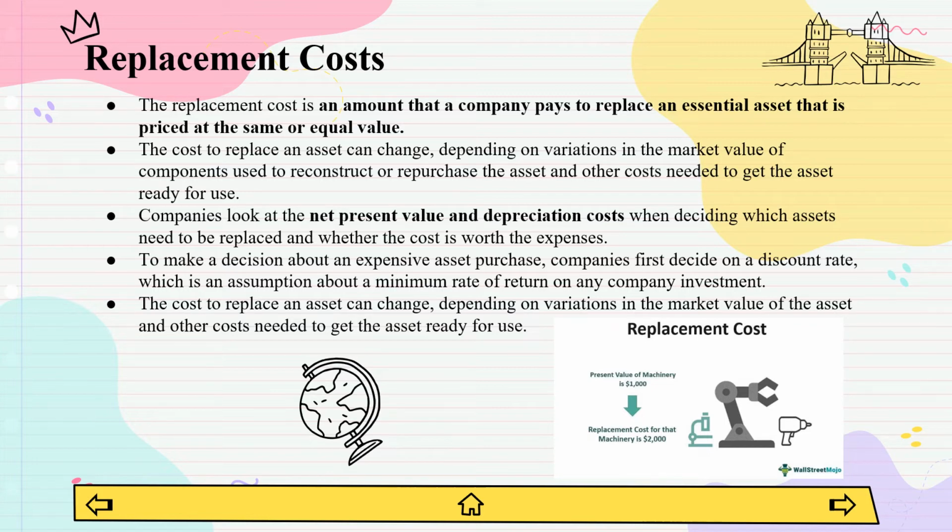To make a decision about an expensive asset purchase, the company first decides on a discount rate, which is an assumption about a minimum rate of return on any company investment. The cost of replacing an asset can change depending on variation in the market value of the asset and other costs needed to get the asset ready for use. Look at the picture that shows replacement cost. Present value of machinery is $1,000. Replacement cost for that machinery is $2,000.